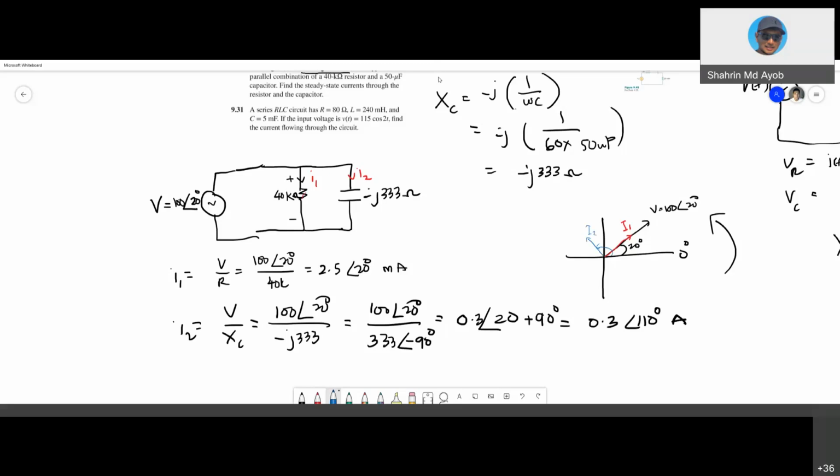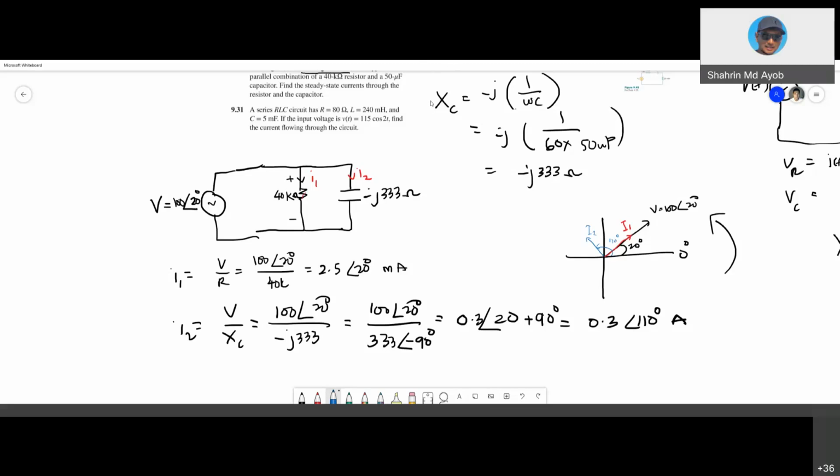Doctor, for the answer, can we just leave it in a fraction? What do you mean by fraction? Like I just write 100 over 333 and then I write the angle. Oh, I think it's better to solve the fraction. It's much easier. You solve the fraction. Okay.